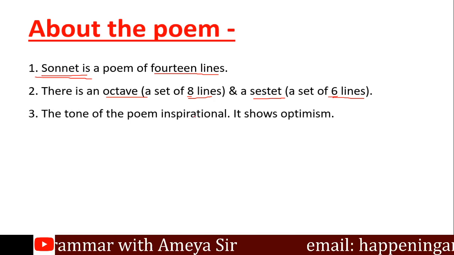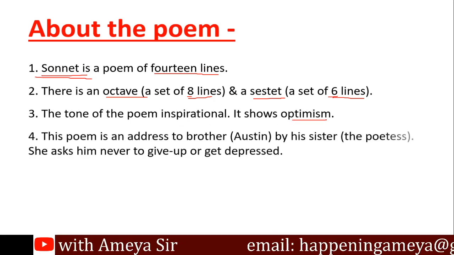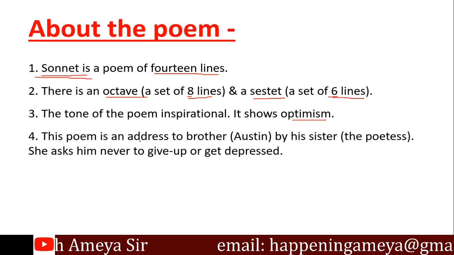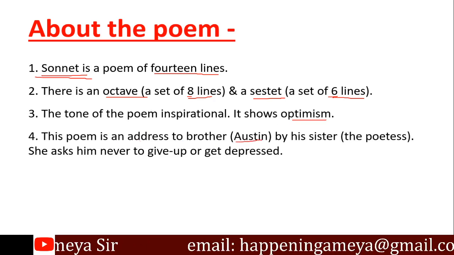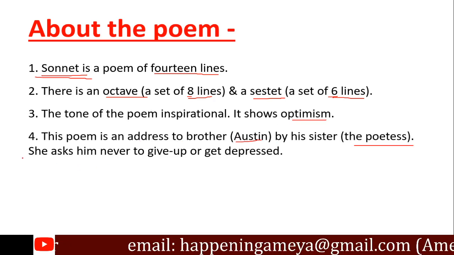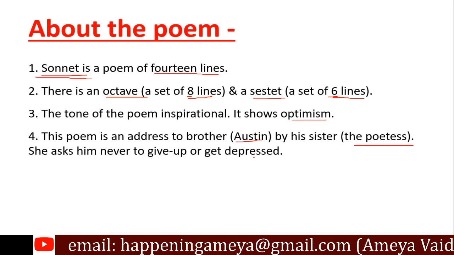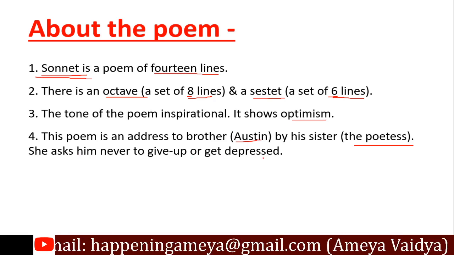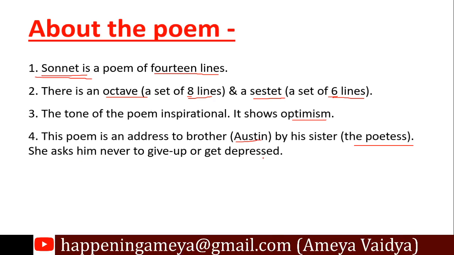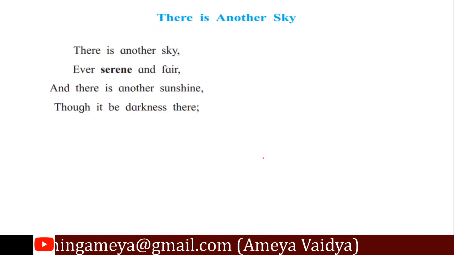The tone of the poem is inspirational. It shows optimism, and we have already seen that. This poem is an address to her brother. Yes, his name is Austin, by his sister, who is the poetess. She asks him never to give up or get depressed, no matter how challenging life becomes, no matter how gloomy the atmosphere is. Okay, let's dive into the poem now.